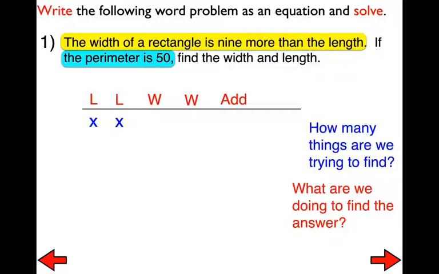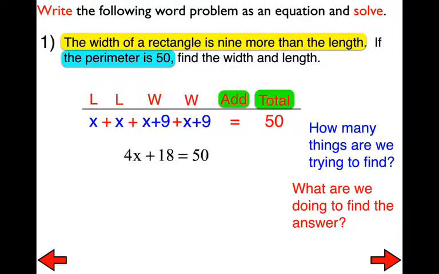The width is 9 more than that, so that means that each of the widths is x plus 9. And if you didn't know that, you should be making sure that you're taking perfect notes here. And then those are supposed to add together to make 50 because the perimeter is supposed to be 50. From here, it's just like the problems we did yesterday. Combine like terms. Well, we've got 4 x's we're combining together, and then we've got 2 of those 9s.